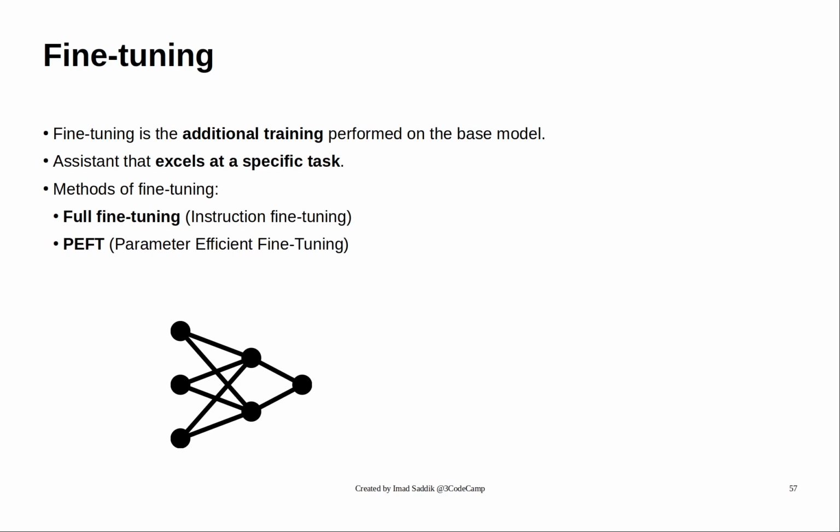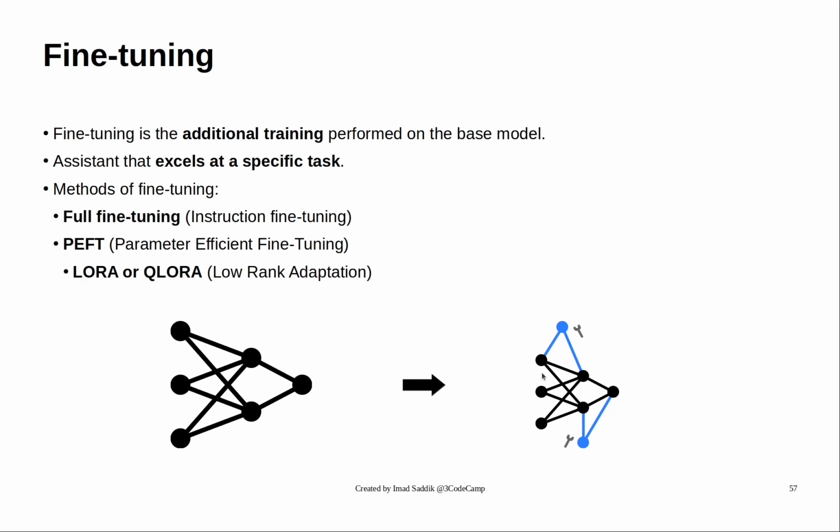In the second method, which is called PEFT, which stands for parameter efficient fine-tuning, we don't train the base model. Instead, we freeze the weights from the full model and we add other weights on top of it. This is what I illustrated here with these new blue neurons. This method is performed with LoRA or QLoRA. LoRA stands for low rank adaptation, and basically QLoRA is LoRA but in low precision because Q means quantized.